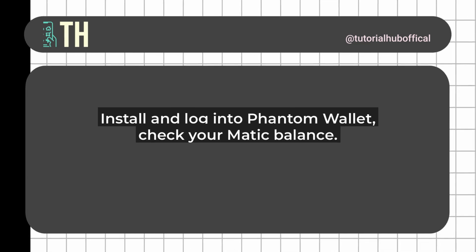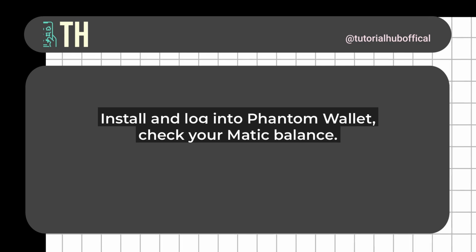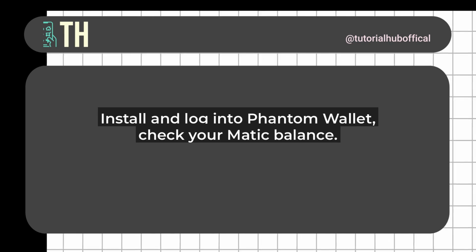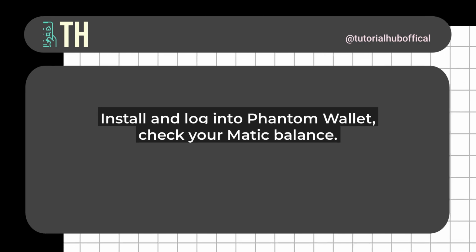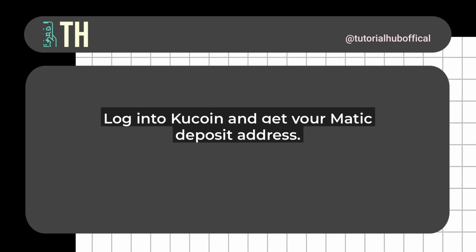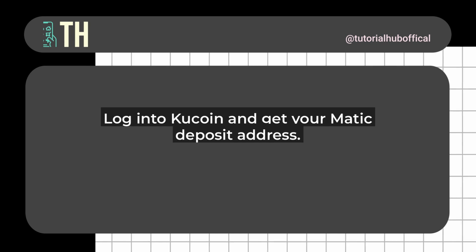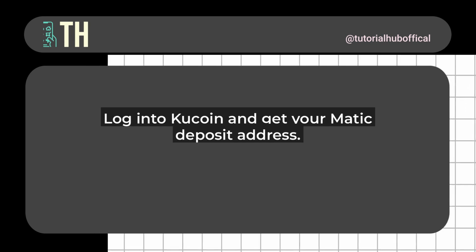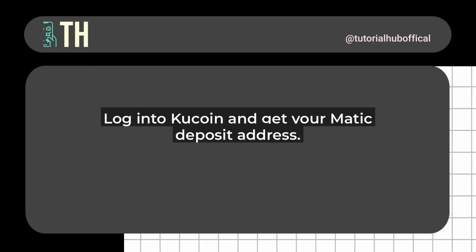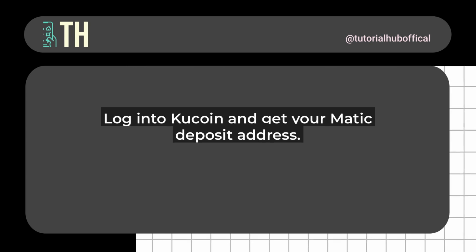Let's dive right in. First things first, make sure you have the Phantom Wallet app installed on your device and that you're logged in. Phantom is a user-friendly wallet for Ethereum and Polygon networks, so if you haven't already, download it from the official site to avoid any scams. Once you're in, check your balance to confirm you have some MATIC ready to send.